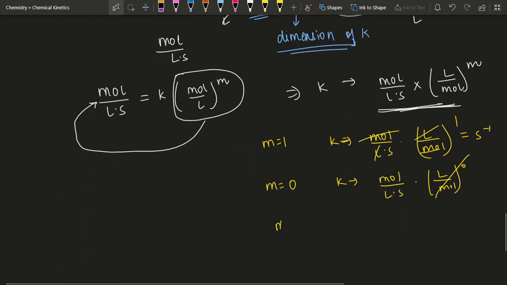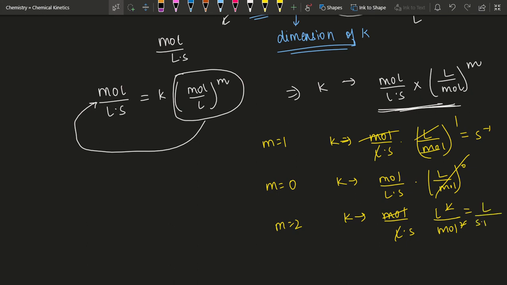If you have m equals 2, you can do the same thing. So you have moles per liter second times liter squared over mole squared. Squares get cancelled by the individual numbers, so you have liters per second times moles. And you can always figure out the dimensions just by looking at some sort of a dimensional formula like this.